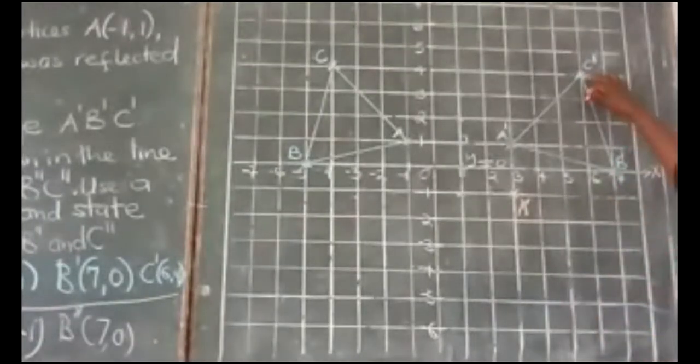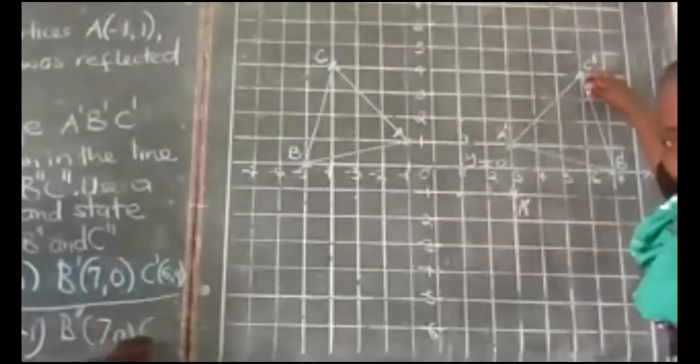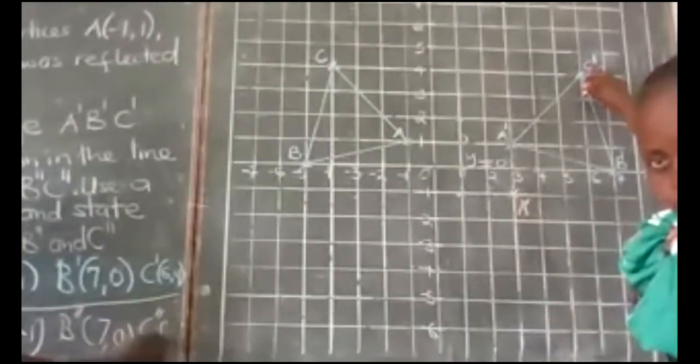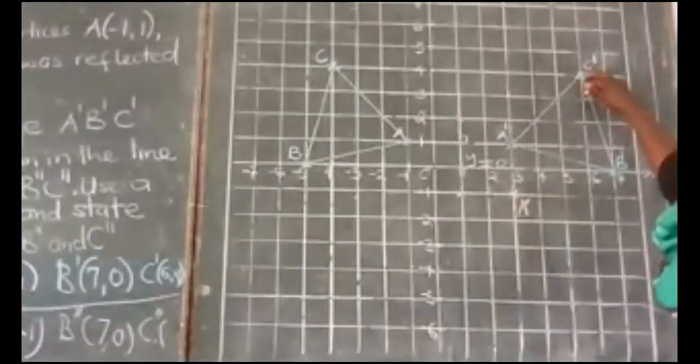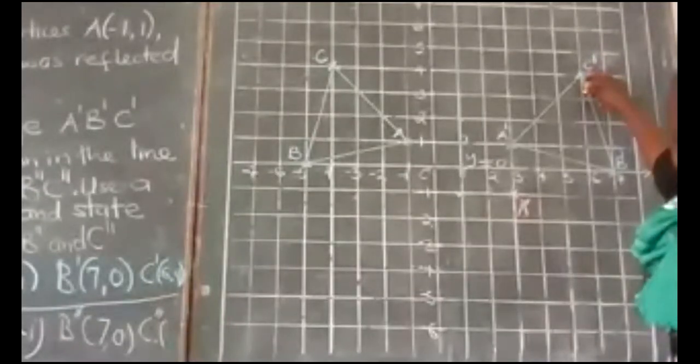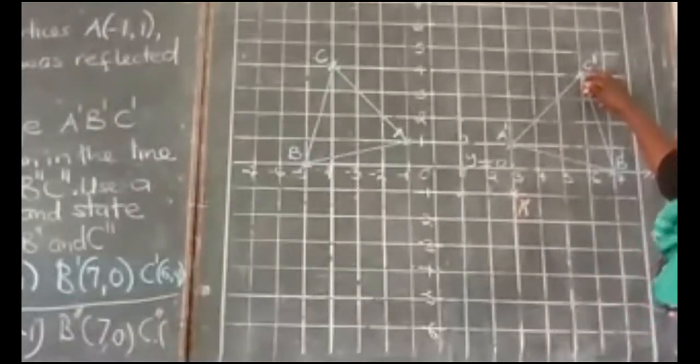Then we look at C prime. C prime, there is a hand. Okay, let's give a chance to Kukunda Aaron 2H, unmute and submit.